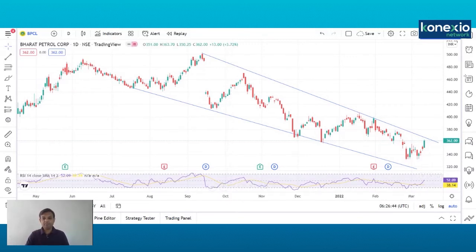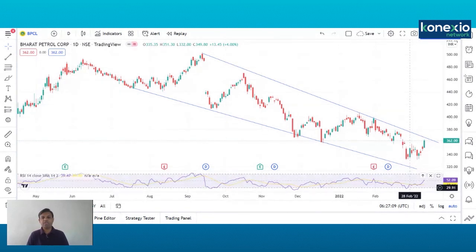You can clearly see when prices were making lower tops, RSI was making higher tops. It is a classical example of a positive divergence. Currently the stock is quoting around 362. The strategy should be buy on dips. So long-term investors can buy on dips to 354 for an upside target of 412 for the long-term investment.